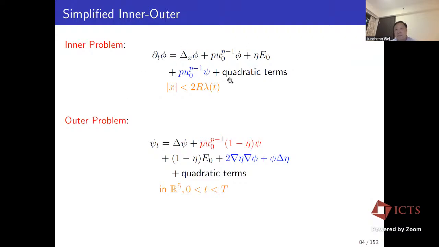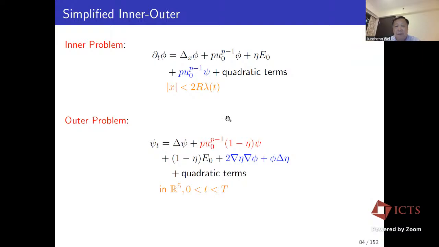So this is a simplified inner to outer gluing system. So the inner problem is like this. You have a linear operator, and you have the error, and the outer problem enters into the inner problem by p u0 to the p minus 1 times psi. And the inner problem is only solved in the inner part. You only solve the inner problem up to 2r times lambda. Now, beyond 2r times lambda, the solution may be very strange, but you don't care, because all you care about is the inner region.